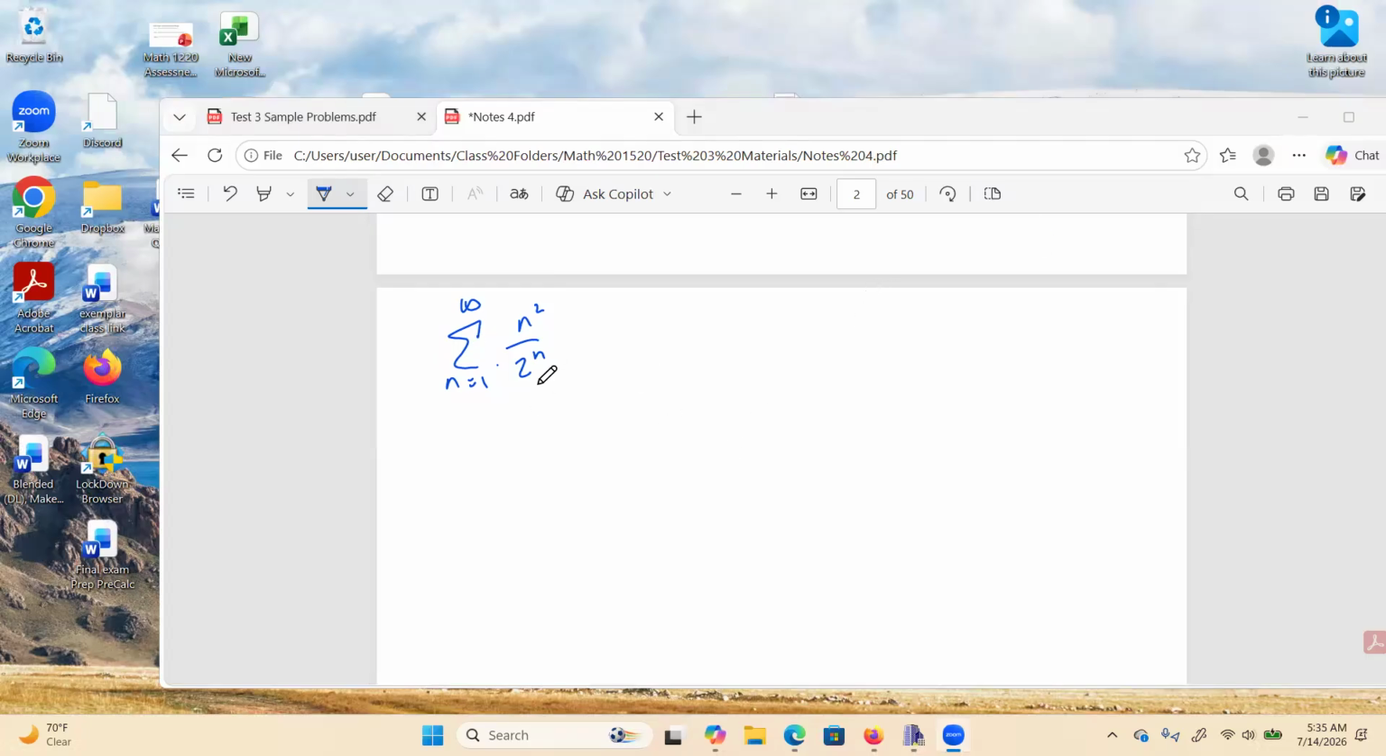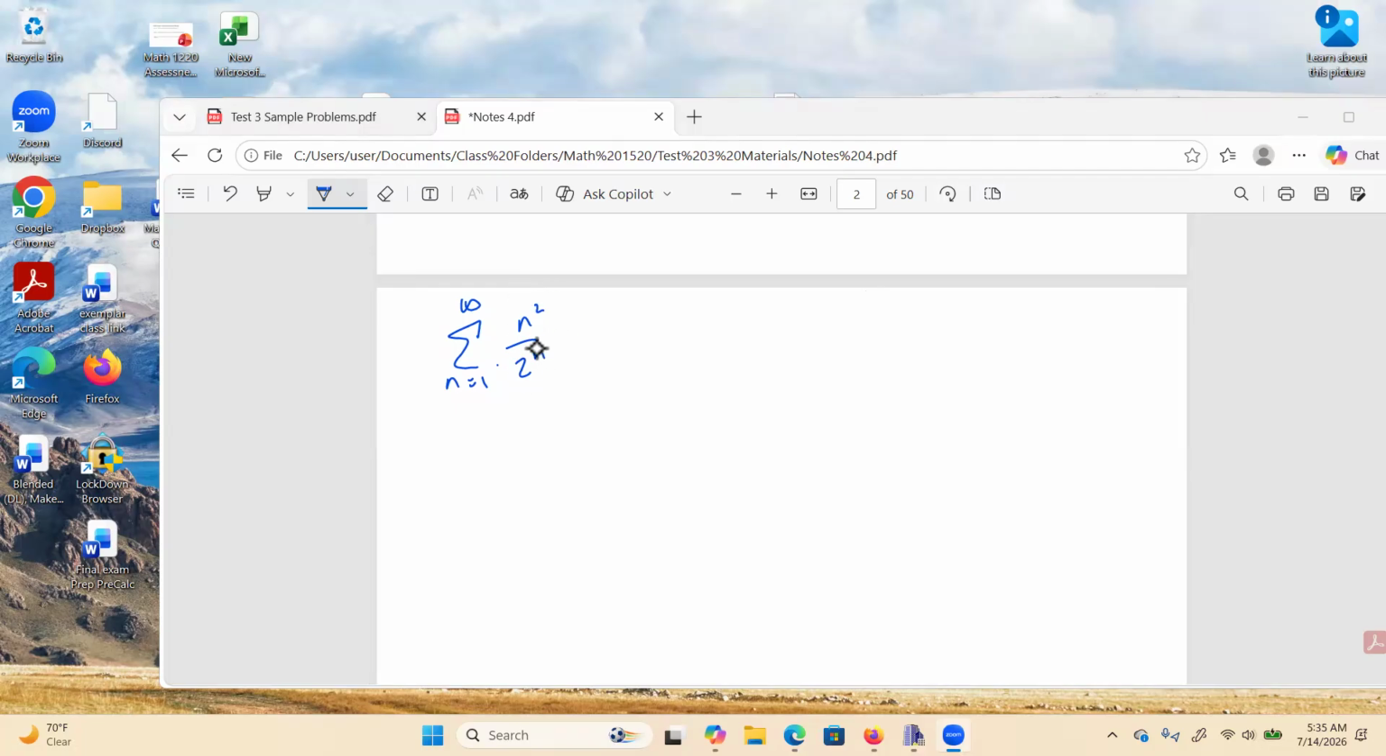So we have this series, n goes from 1 to infinity, of n squared over 2 to the n. And we're going to see whether or not this thing diverges or converges. Okay. So in this case, again, we should use the root test or the ratio test.